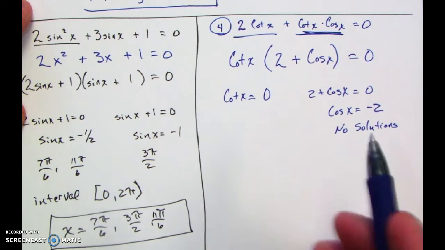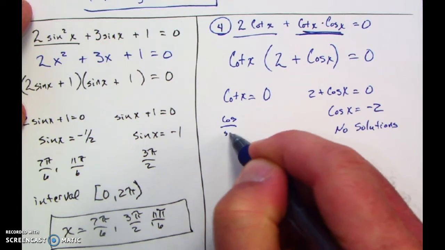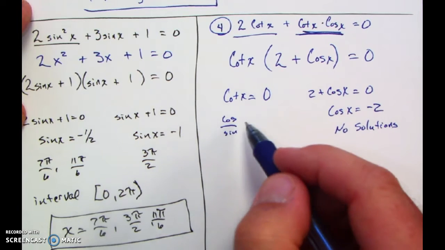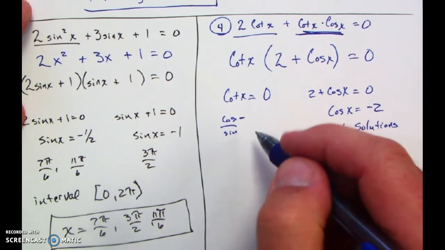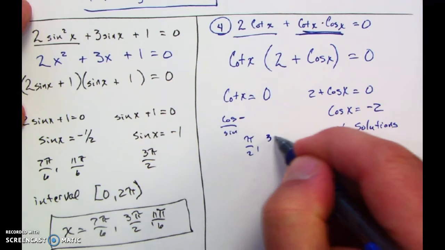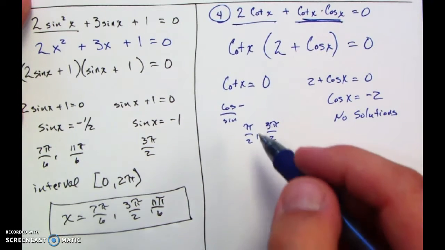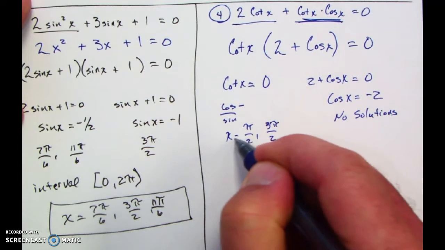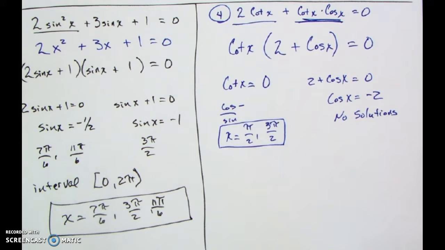Cotangent of x equals 0. Remember, cotangent is cosine over sine. So if we're saying this is equal to 0, what we're really looking for is where is cosine equal to 0? And that happens at pi over 2 and at 3 pi over 2. So let's say we're still working on the interval from 0 to 2 pi. We have these two angles where that would be true.